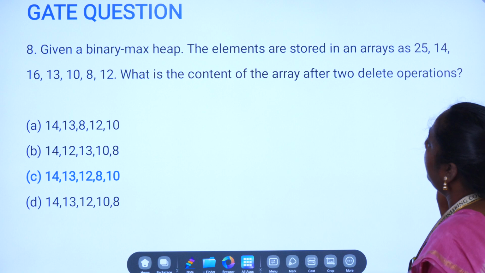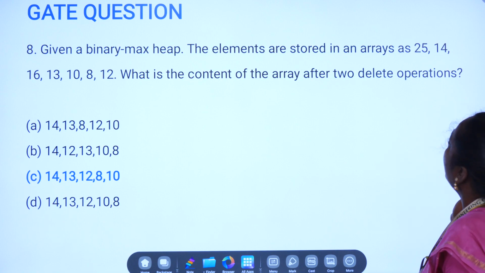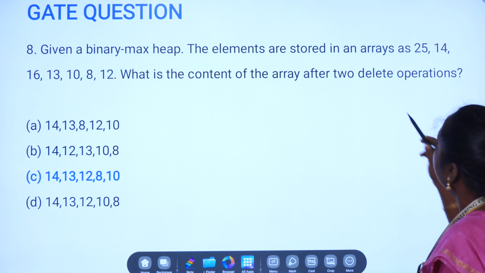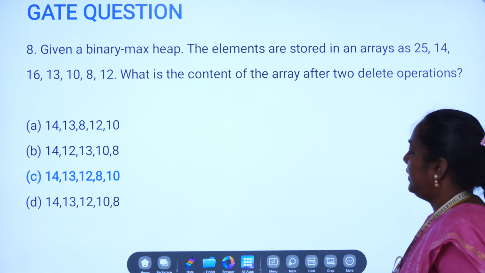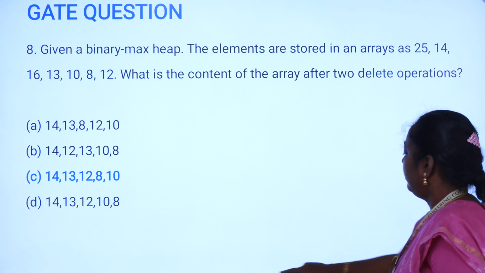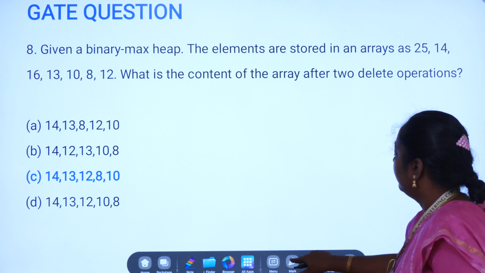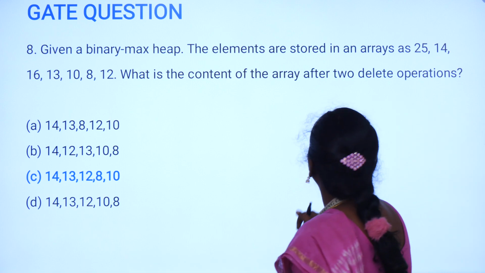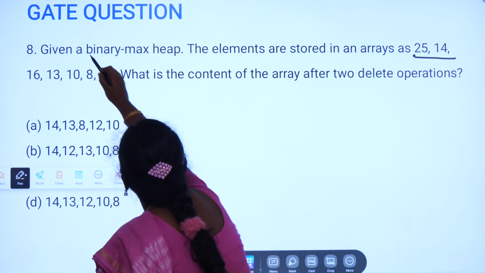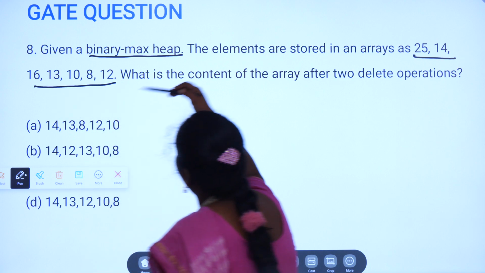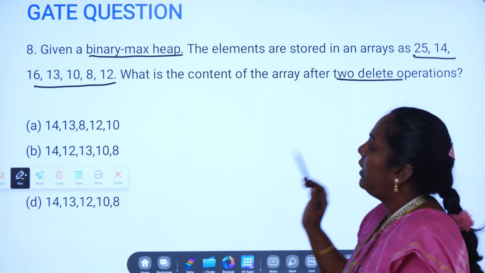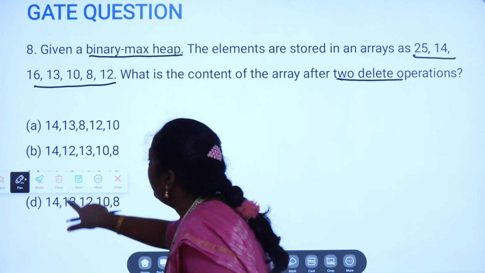So given a binary max heap, the elements are sorted. This is the order they have given. And you need to do 2 deletions. So you construct a binary tree, that is a heap. You construct a binary max heap, check the question, it is a max heap. After constructing the max heap, you need to perform the deletion operation.